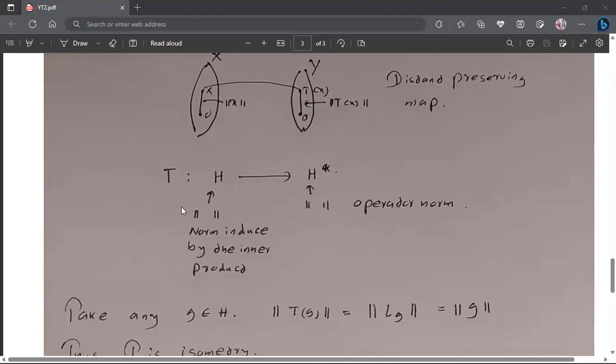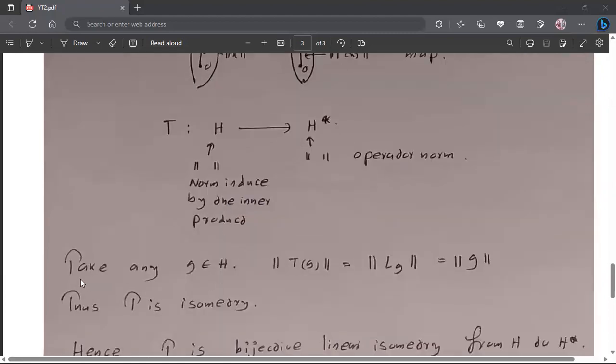So here our T is going from H, which means Hilbert space, to its dual space. The dual space contains all the bounded linear functionals. So we call the norm the operator norm, and H has a norm induced by an inner product. So again, we take any generic vector g in H, and simply we take the norm of this T of g image. By the definition, it's equal to this one, the norm of L g, and this simply equals the norm of g.